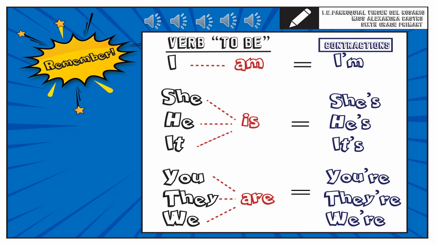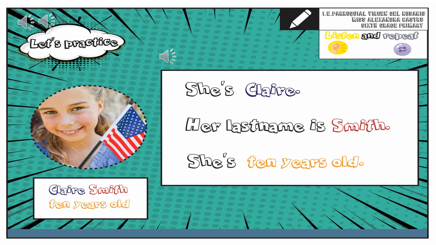El contraction de you are es you're. Tú eres, tú estás. También funciona para usted es, usted está. El contraction de they are es they're. Ellos son, ellos están. Finalmente tenemos el contraction de we are es we're. Nosotros somos, nosotros estamos. We are going to practice about personal information, subject pronouns, and contractions.